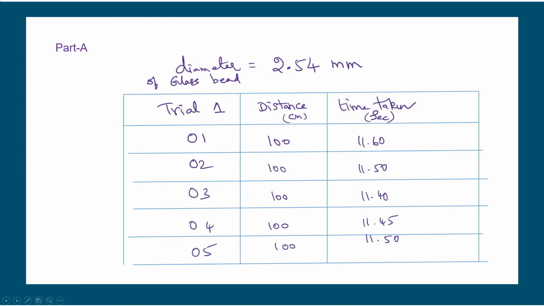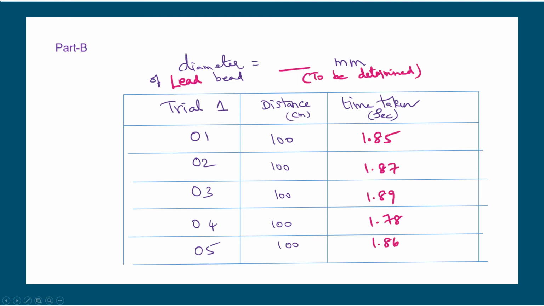Here comes the data for performing the calculations. We have taken glass beads, and 5 glass beads are measured using vernier calipers. The average diameter of these beads is found to be 2.54 mm. The distance traveled is the same for all the 5 beads across the cylindrical column, and the time taken for all the 5 beads has been given here.